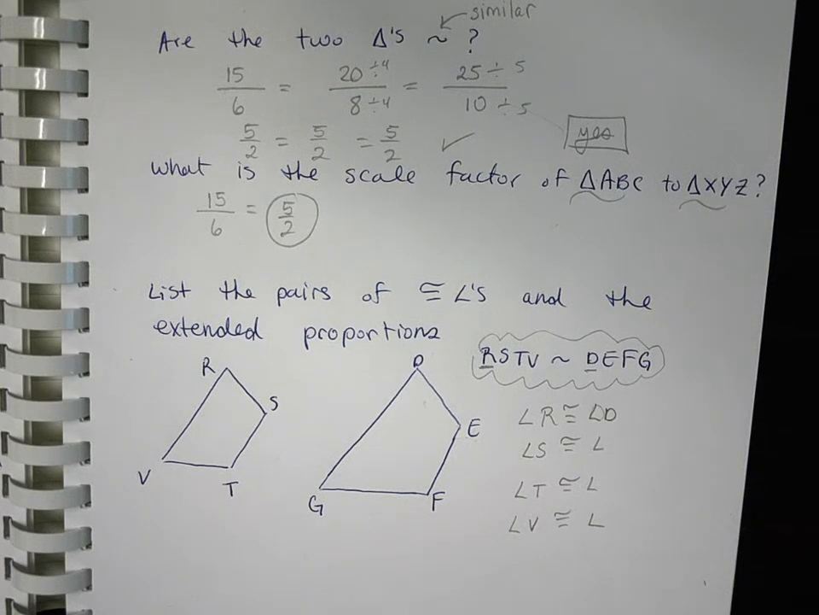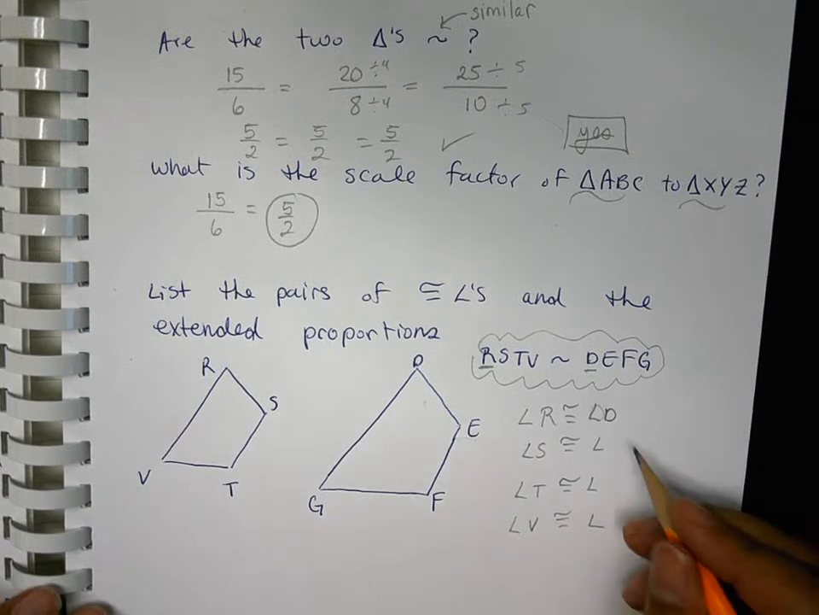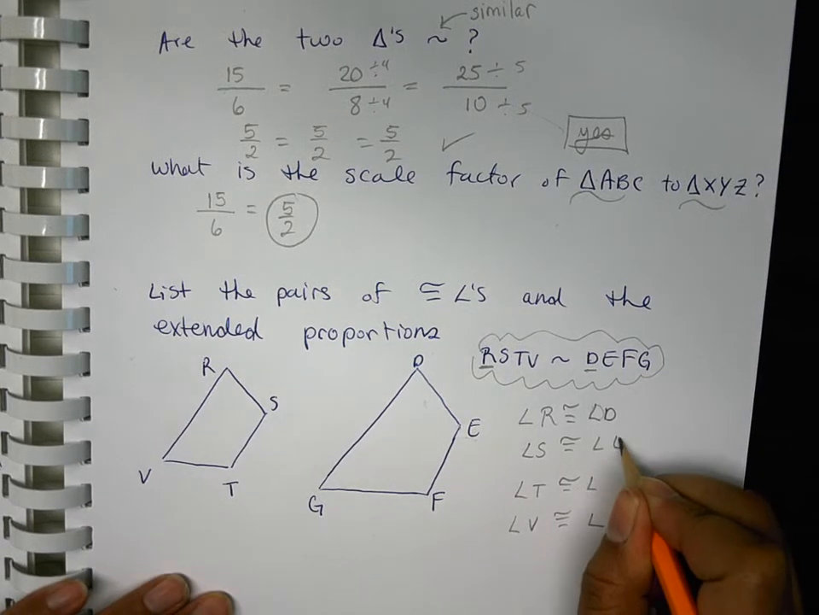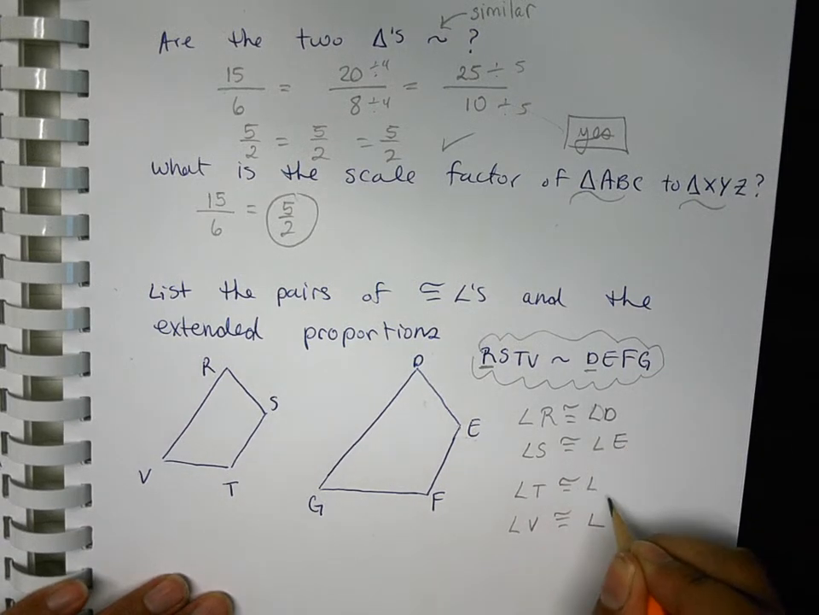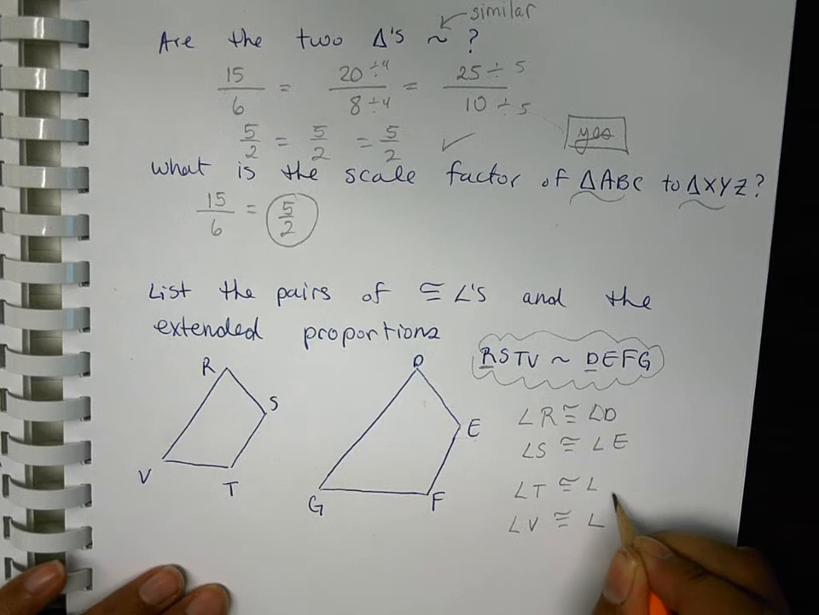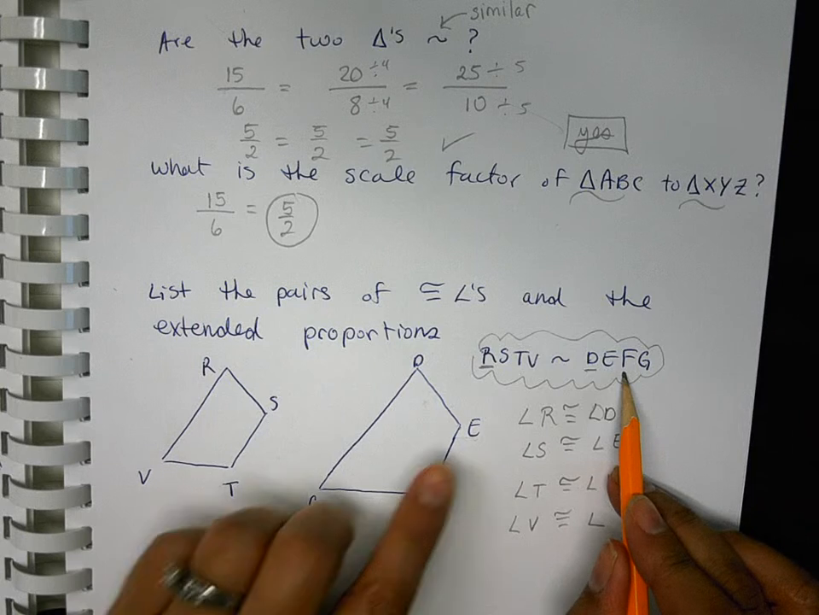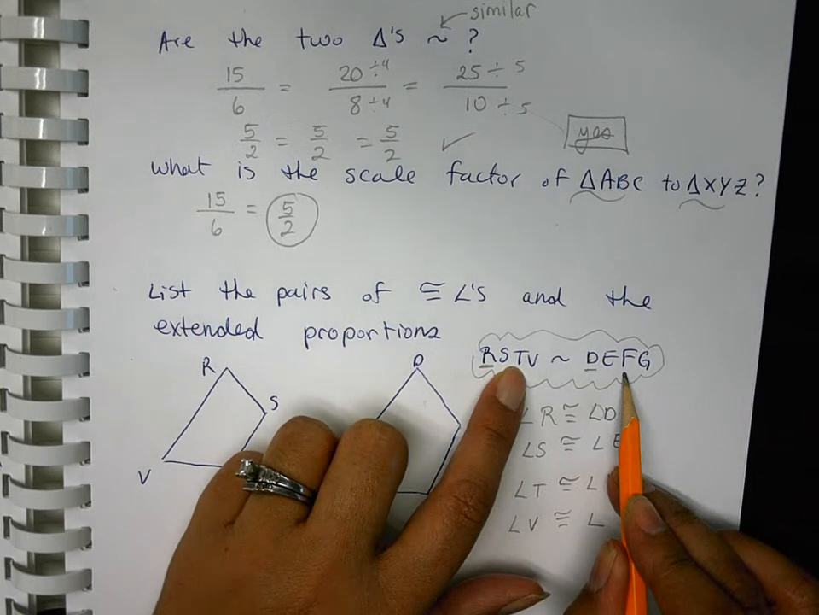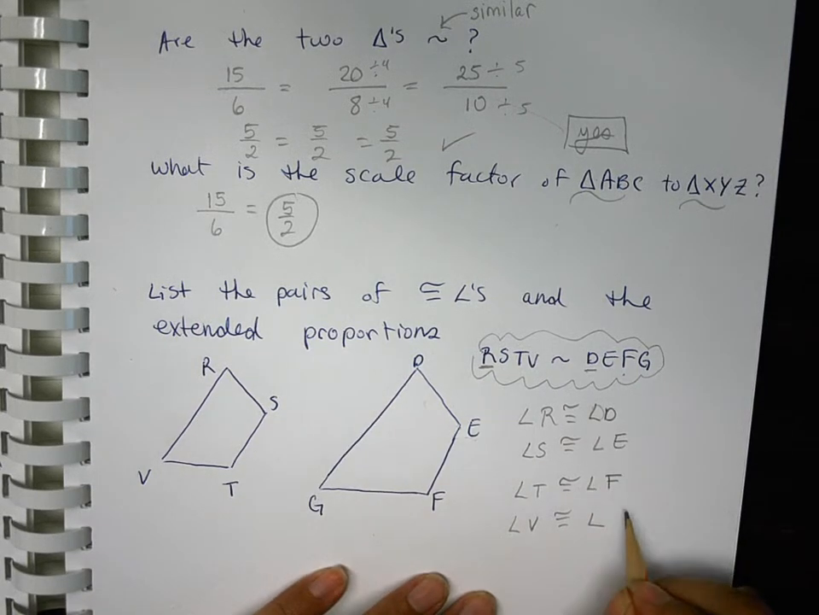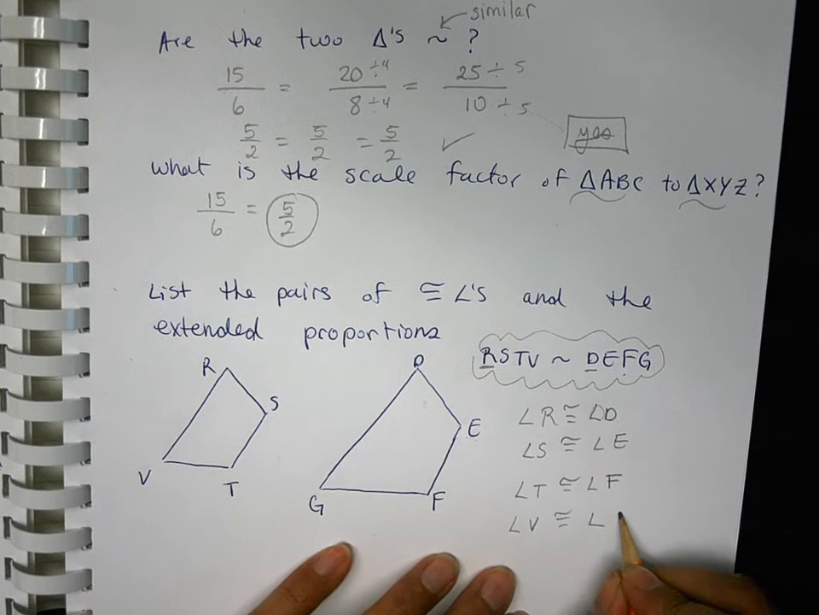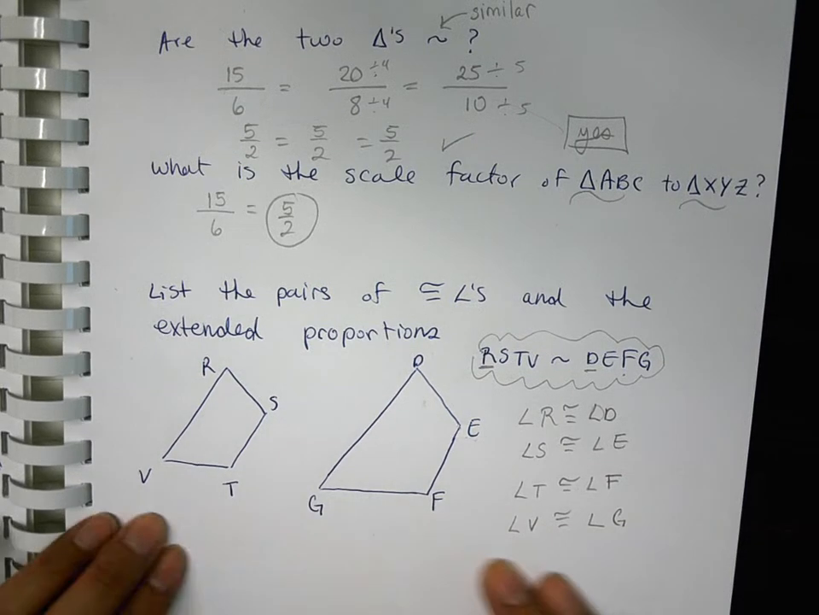Okay. All right, S is congruent to what? Angle E. Angle T is congruent to angle G? T and F. Oh, F. Yeah, right here. Do you see it? T and F. And then V and G. Okay, so you got it?